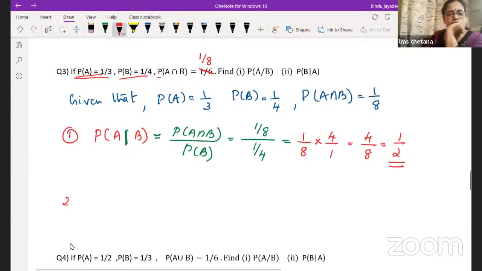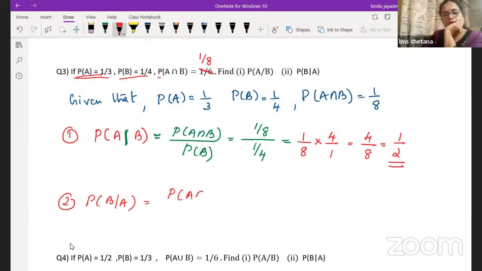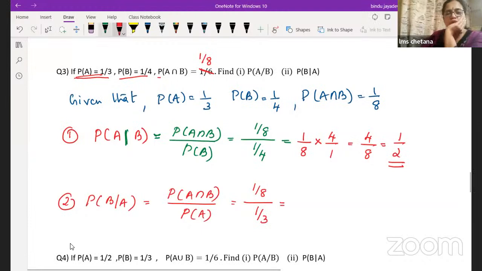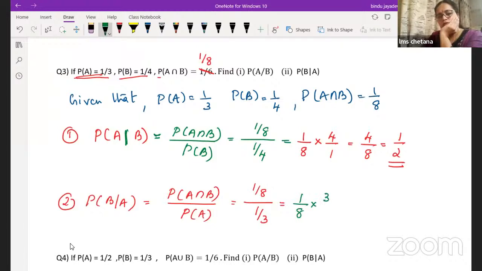Question 2. Probability of B given A. So what will come? Probability of A intersection B divided by probability of A, correct? As per the formula. Therefore, 1/8 divided by the probability of A, 1/3. So this will change to 1/8 into 3/1. This is 3/8.